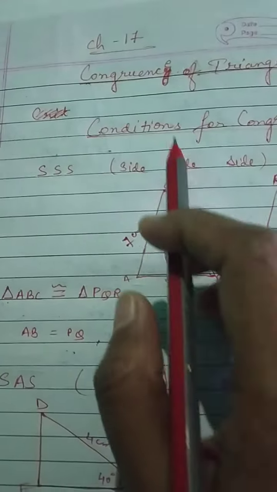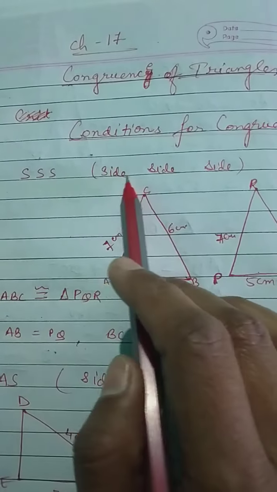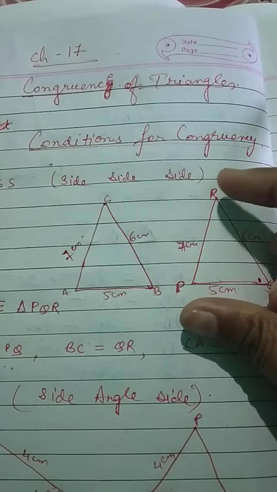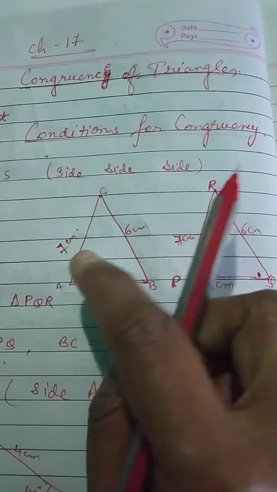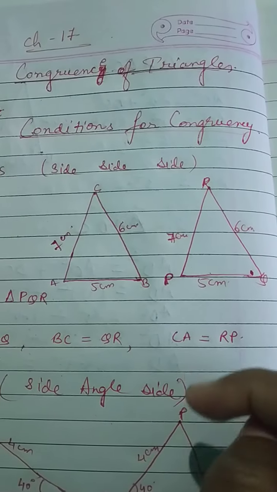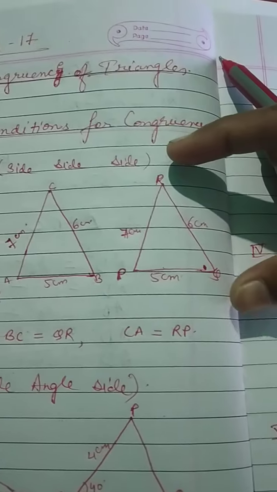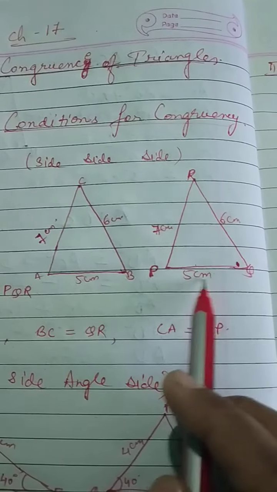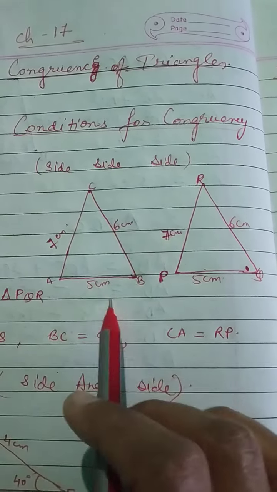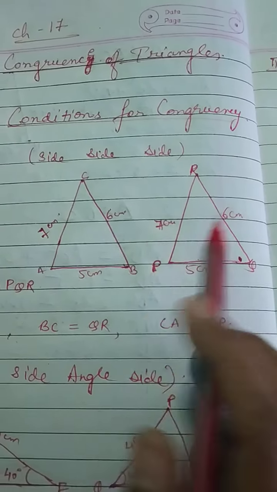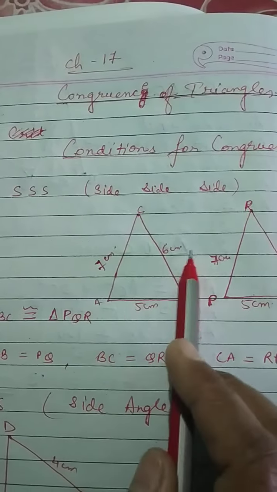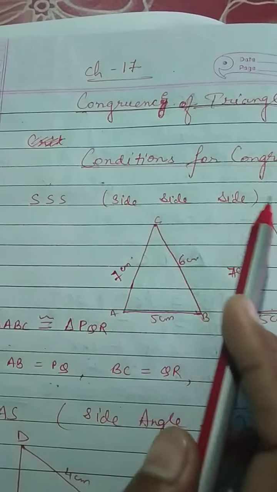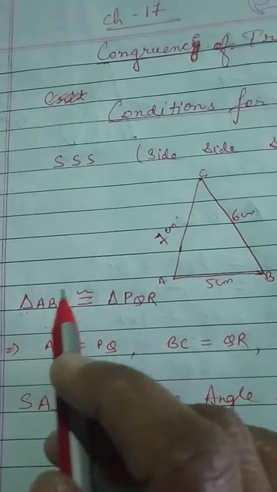Let us see here. The first condition is side, side, side. Suppose two triangles are there and AC is equal to PR. You can see this is 7 centimeter. This is also 7 centimeter. BC is equal to QR. This is 6 centimeter. This is also, and AB is equal to PQ. All the 3 sides are equal to the 3 sides of this other triangle. So both the triangles are congruent by which condition? Side, side, side.